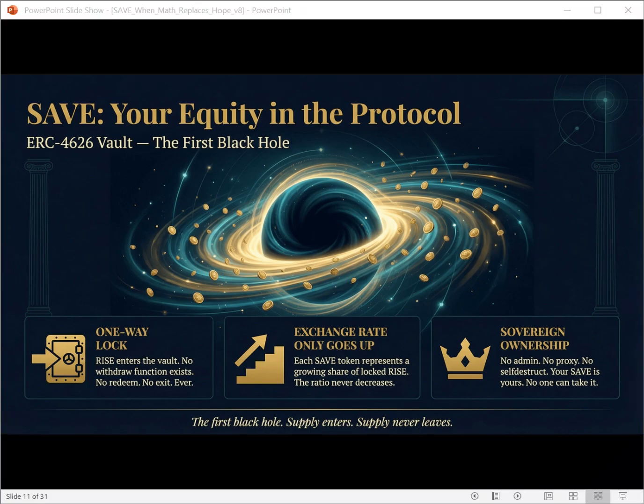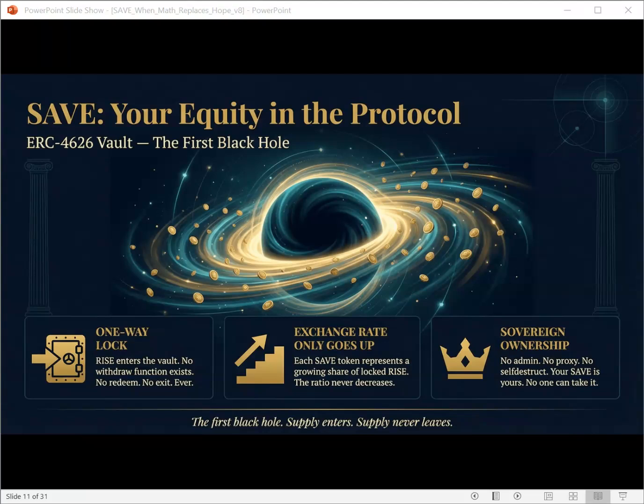So, Save is our savings token of the Flat protocol, and Save is an ERC4626 vault token. If you know DeFi, you know what that means. If you do not, here is the important part. The withdrawal function does not exist. Rise enters the vault and Save is issued in return.